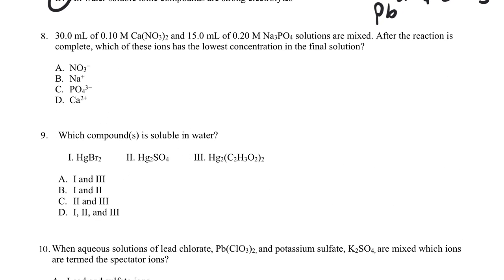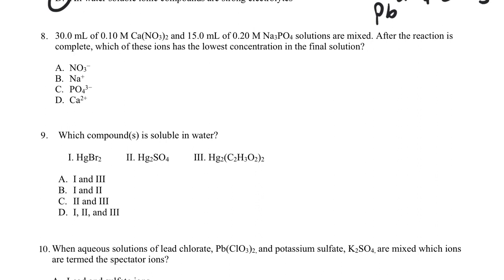Question 8 is probably the hardest question on the packet, at least in terms of the math involved. So let's take a moment to look at question 8 here. We have 30 mL of 0.10 molar calcium nitrate. We have 15 milliliters of 0.2 molar sodium phosphate. They're being mixed. After the reaction is complete, which of these ions has the lowest overall concentration?